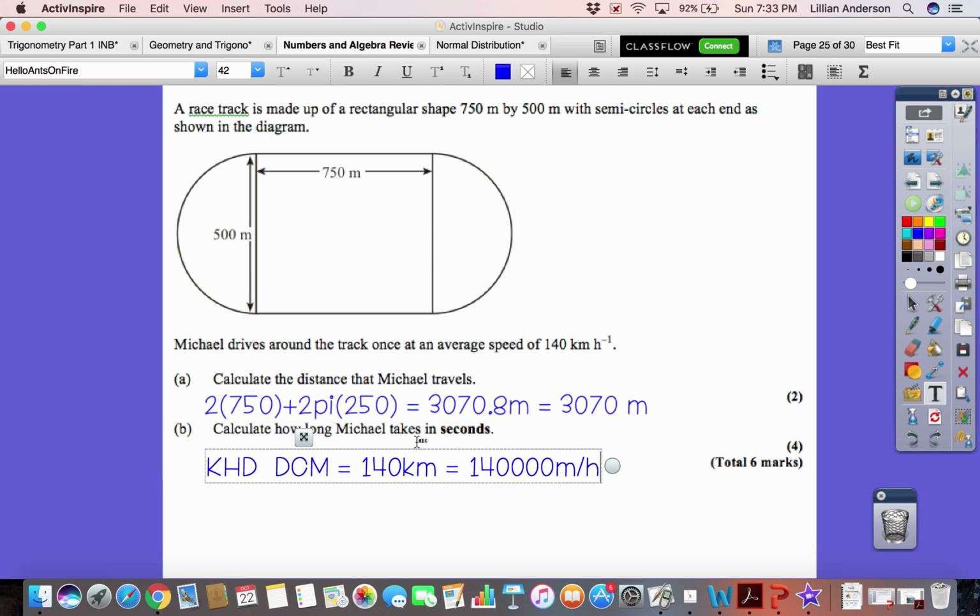Now, we know that there are 60 seconds in a minute and then 60 minutes in an hour. So to go from hours to seconds, you would have needed to take this 140,000 and then divide it by 60 times 60, or 3,600. Because 60 times 60 is 3,600. You would have had to divide that amount to figure out how fast you were going in meters per second.